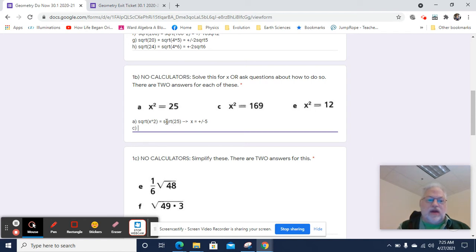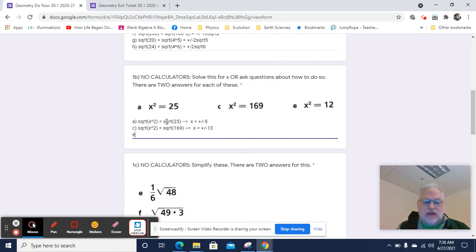C, we've got X squared equals 169, and I'm just going to copy this structure here, because it's the same basic approach. We're going to replace 25 with 169 here, and so we get the square root of X squared, and we get the square root of 169. The square root of 169 is plus 13 and also negative 13.